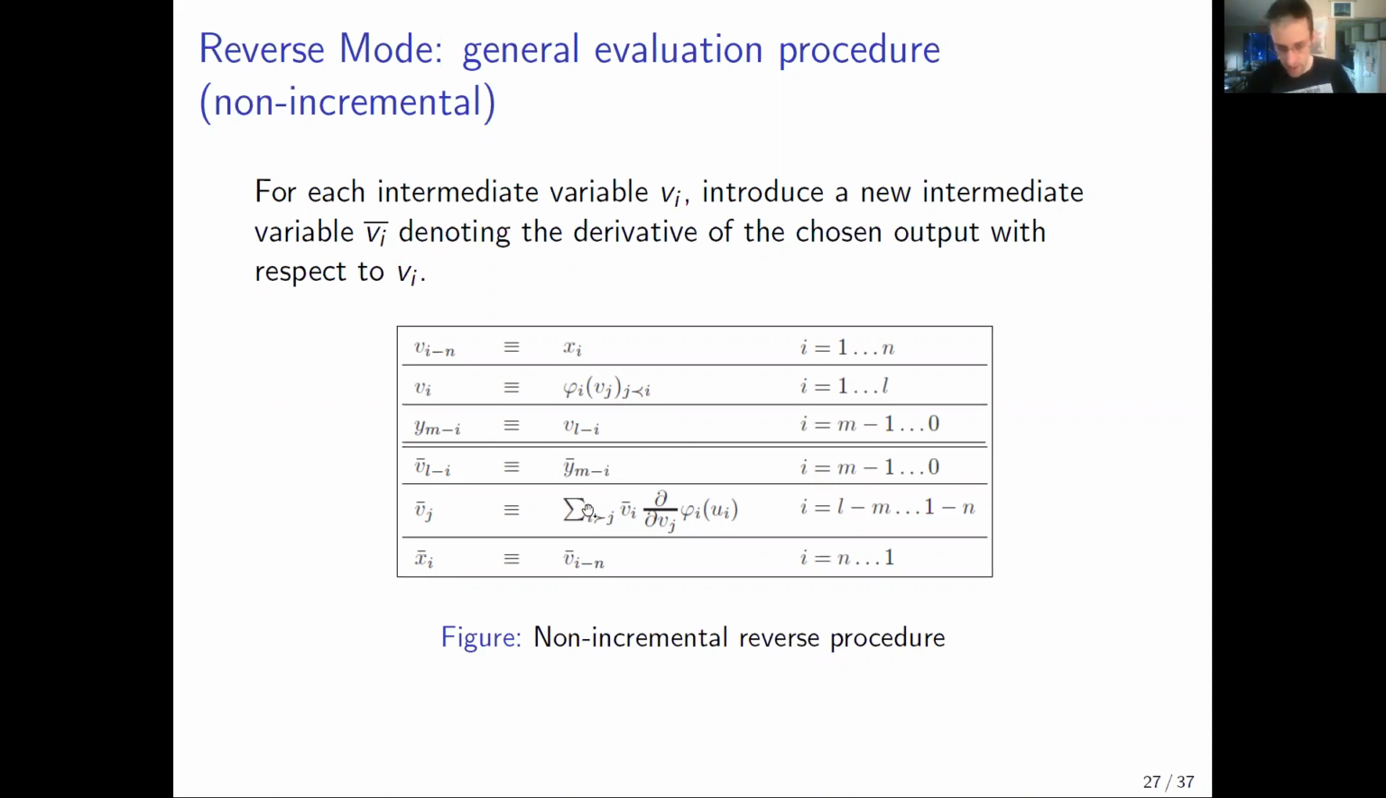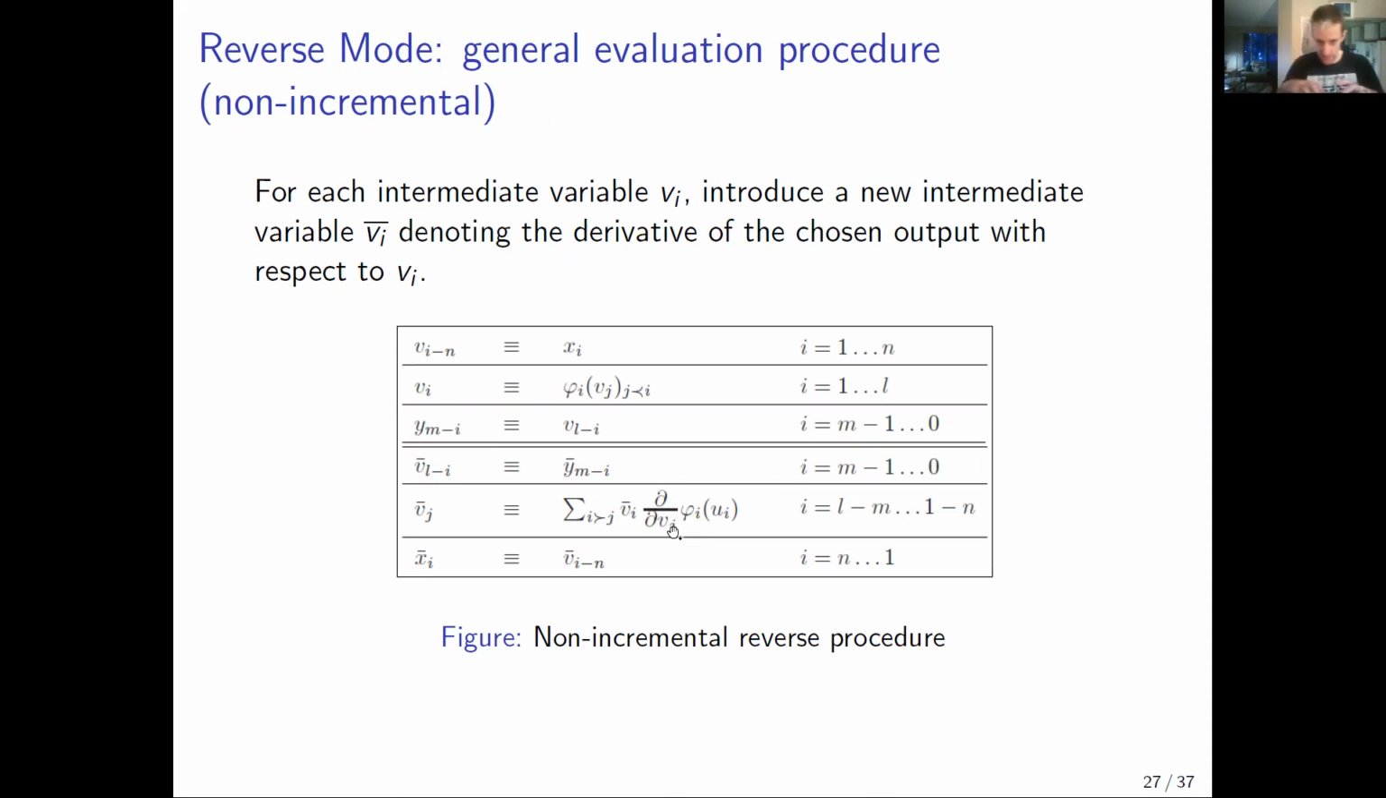And so then, when we want to compute vj bar, we just use the chain rule. That is, we just sum over all these later intermediate variables which depend on j. We sum over the derivative of our chosen output with respect to those later intermediate variables. So we already know these vi bars, and we multiply them by the derivative of the relevant elementary function that was used to compute vi with respect to vj. And then we just complete this sum.